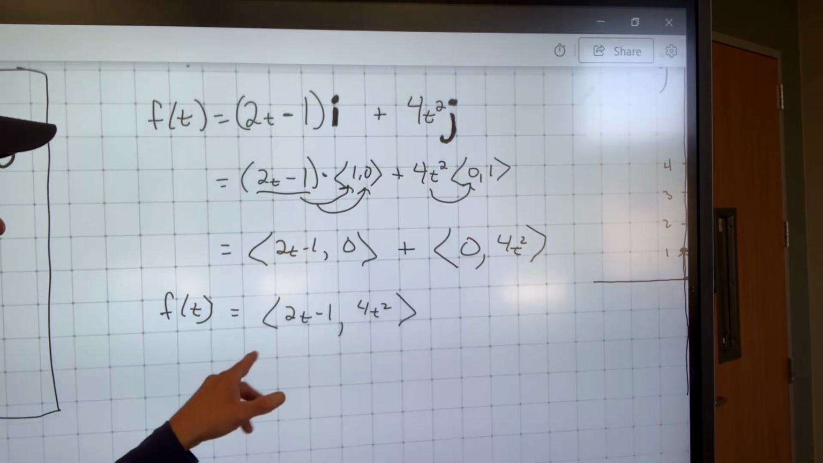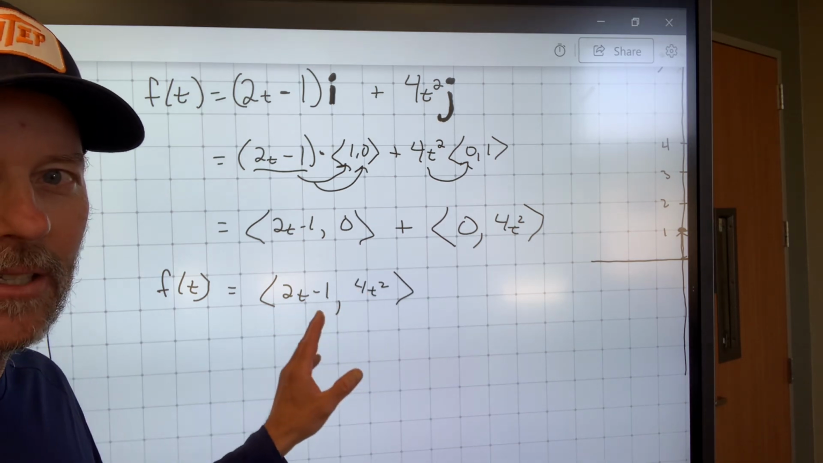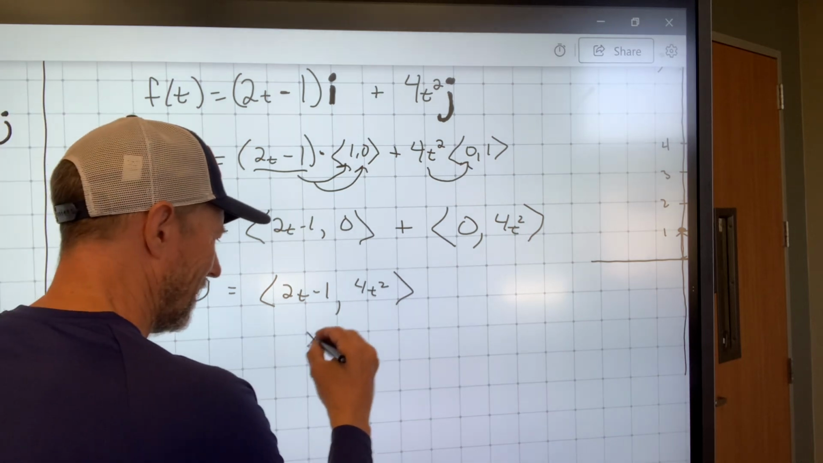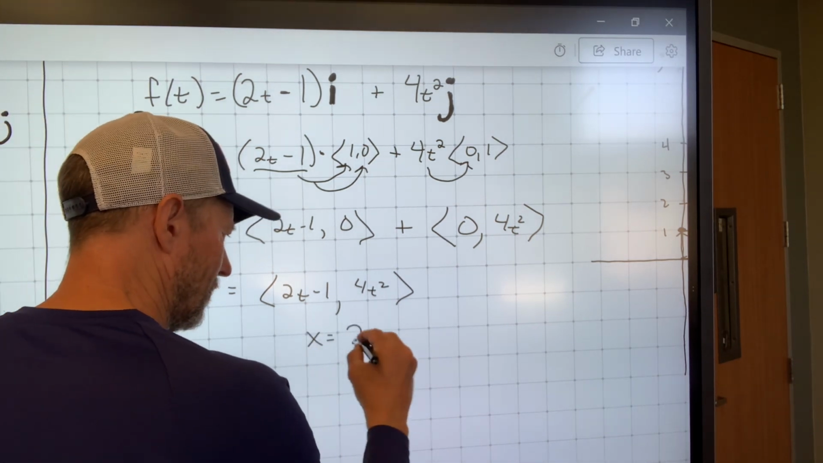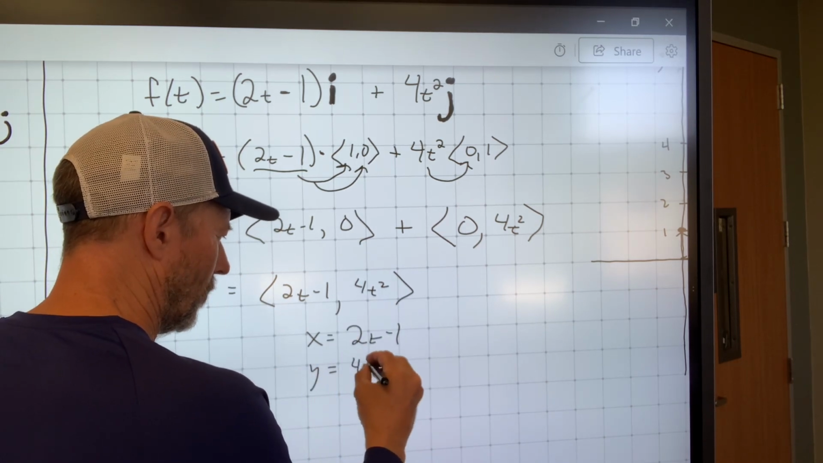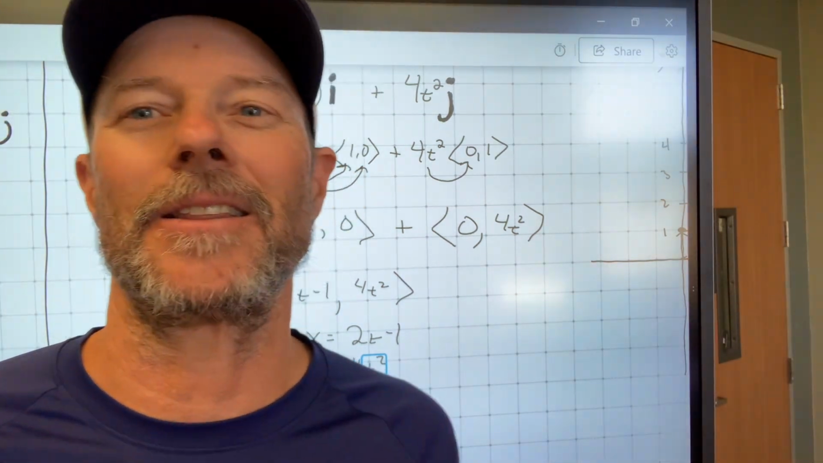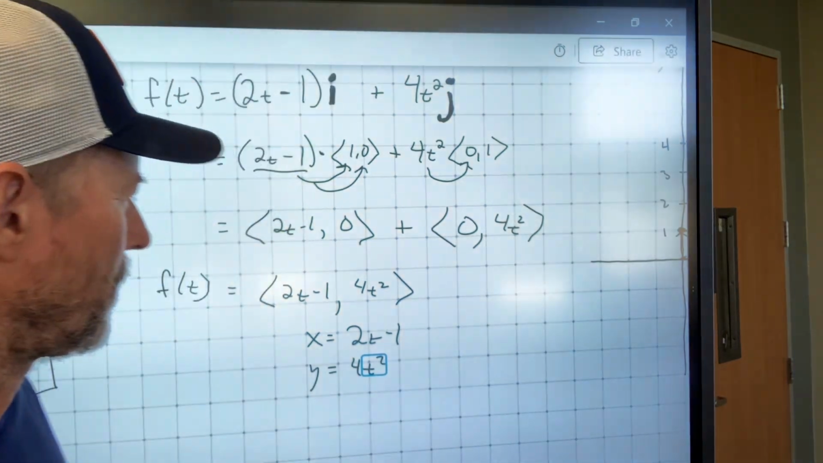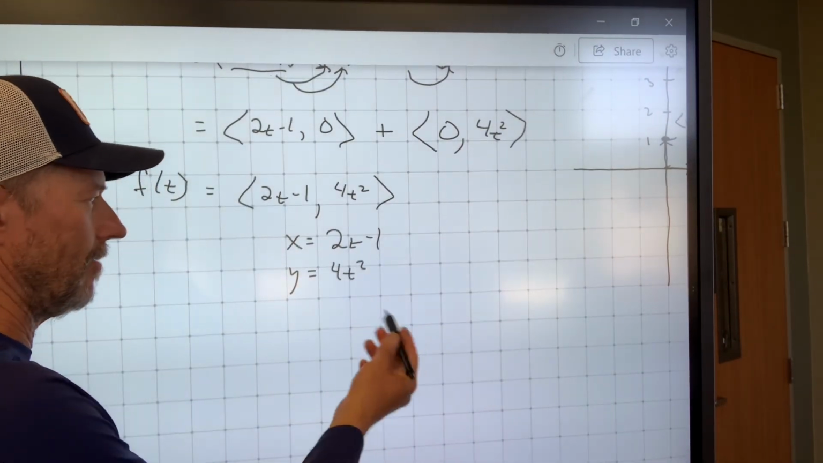But wait a minute, isn't this just here's my x and here's my y? We call this a vector valued function, but it's just a parameterized function. x is 2t - 1, and y is 4t squared. So vector valued functions are nothing more than parameterized functions. You know, it's not a big deal. And this is easy to figure out what kind of function we're dealing with.